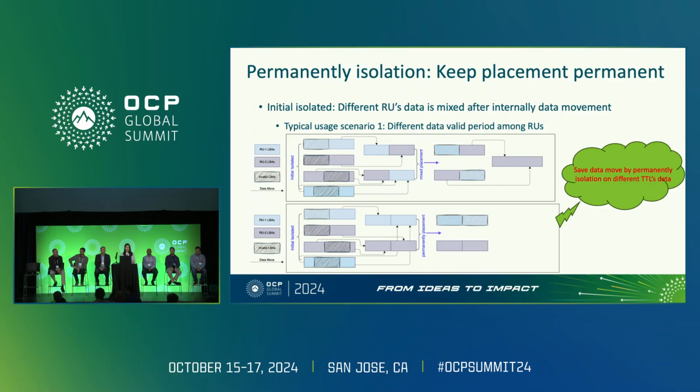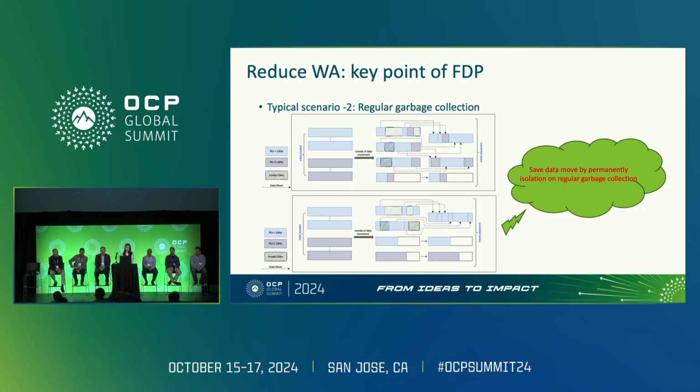So in this example, even for the group 1 data reaching its lifetime, we don't have to move the group 2 data, and we can just release the resource for group 1 and reduce the data movement here. Then we can see another very typical scenario.